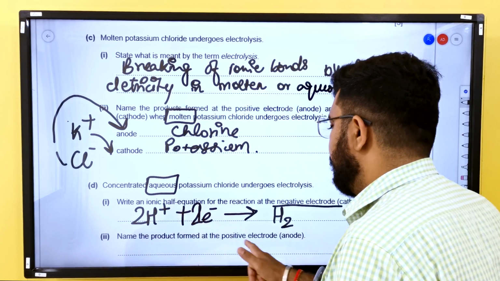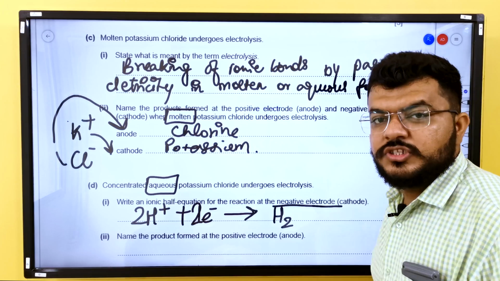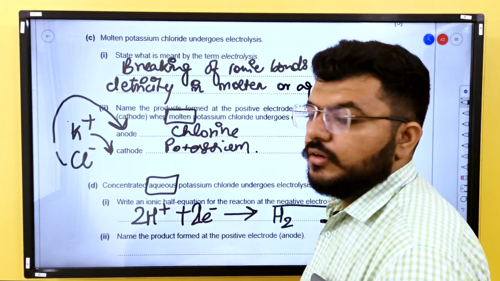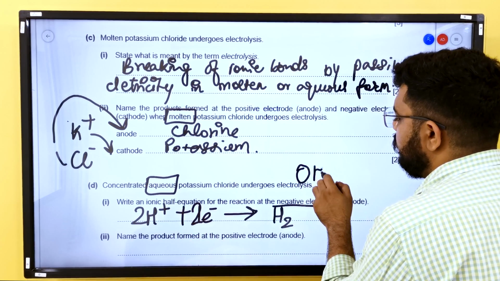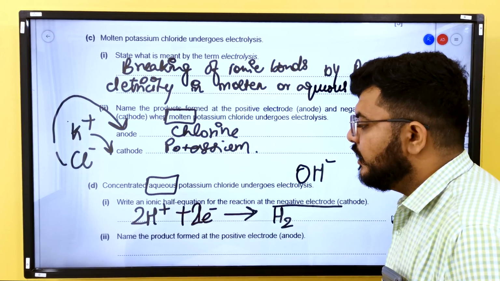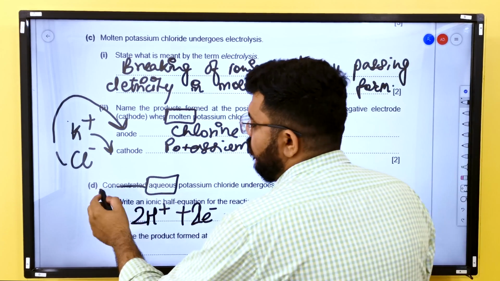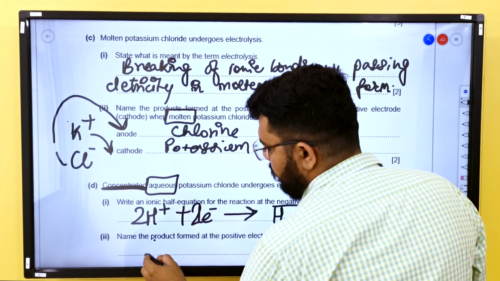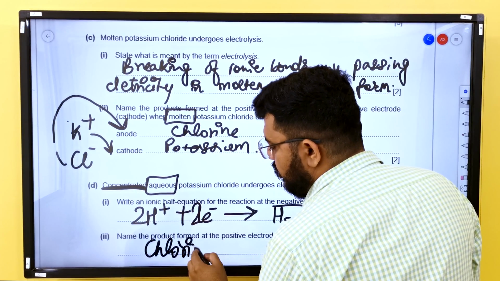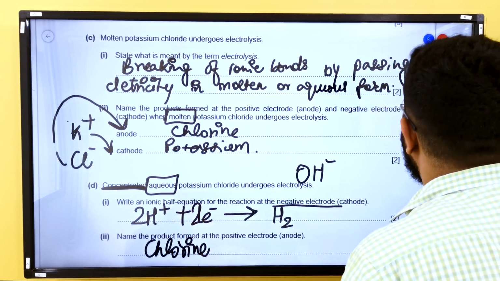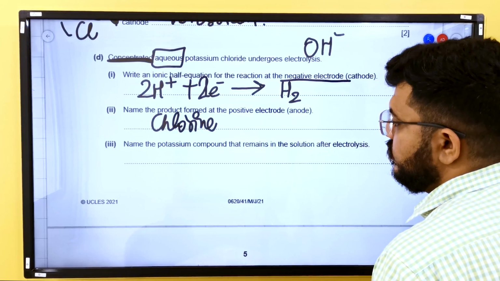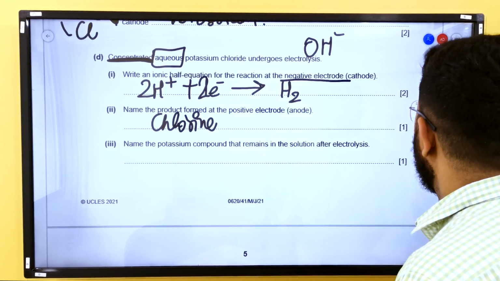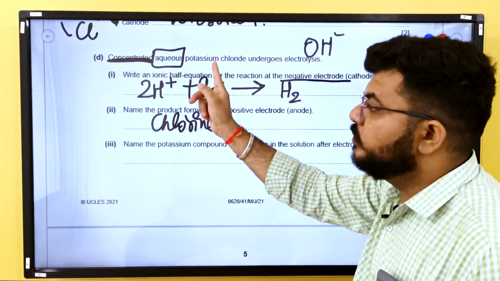Name the product formed at the positive electrode. At the positive electrode, there is a competition between chloride and OH minus. OH minus is also there now because it is aqueous, but chlorine forms first because this is a concentrated solution. So the product at the anode is still chlorine. Okay, let's go to the next question. Name the potassium compound that remains in the solution after electrolysis of concentrated aqueous potassium chloride.